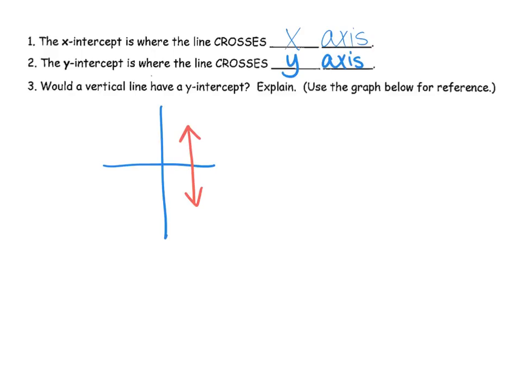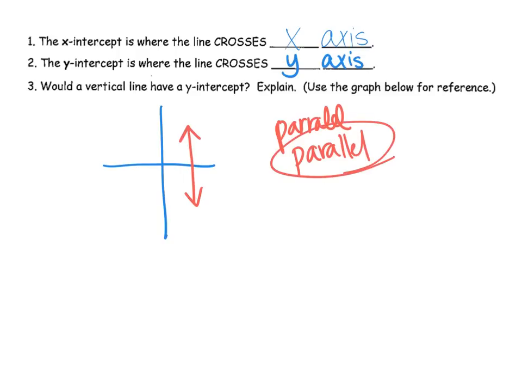Why not? Because it's straight. It's straight? What's a math word that we can use? It's not crossing the y-axis. It's not going to ever cross the y-axis. Why will it not ever cross the y-axis? It's parallel. Parallel. I think I spelled that wrong. Hold on. It's this one. Parallel.